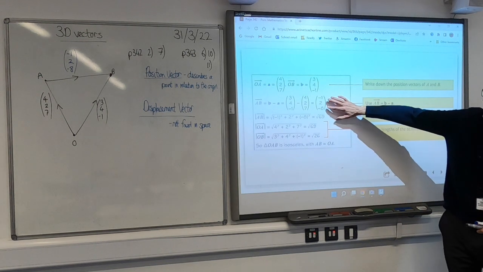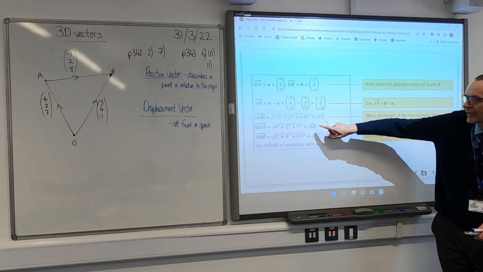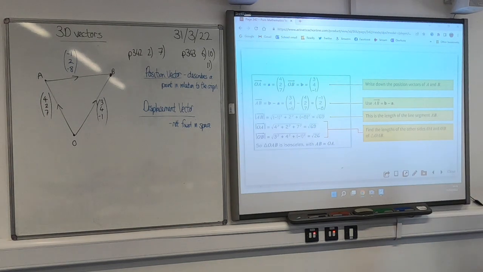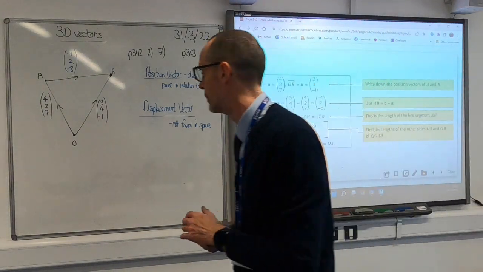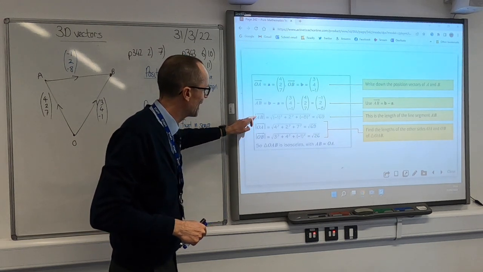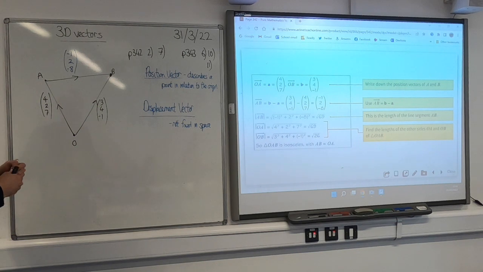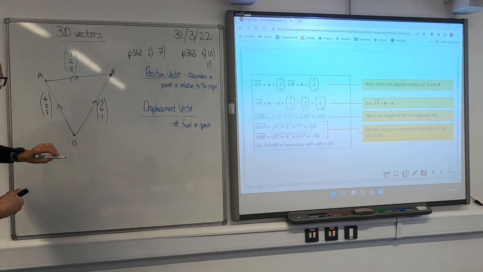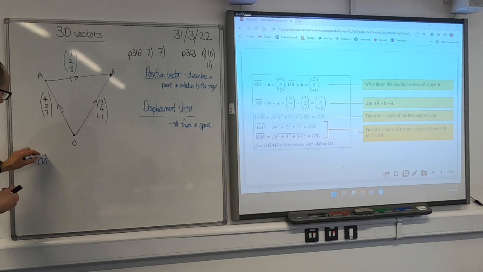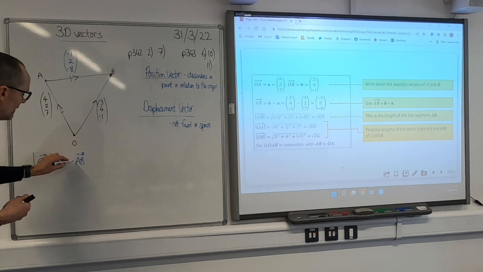So the third side of the triangle has this as its vector, and so the 3 lengths can be calculated using the triple Pythagoras thing, and we find that O to A and A to B are the same length. So it is isosceles because A to B and O to A are the same length, or we could say because that equals that.